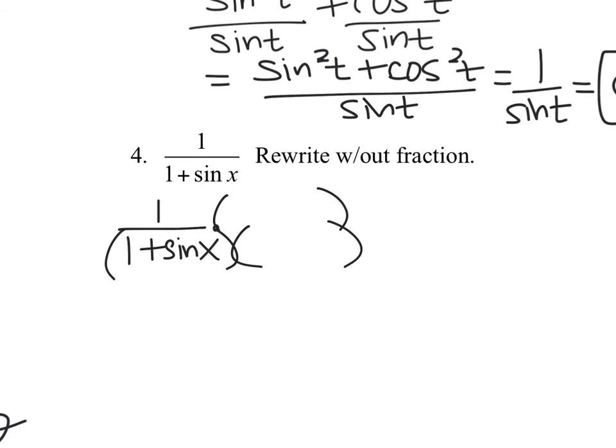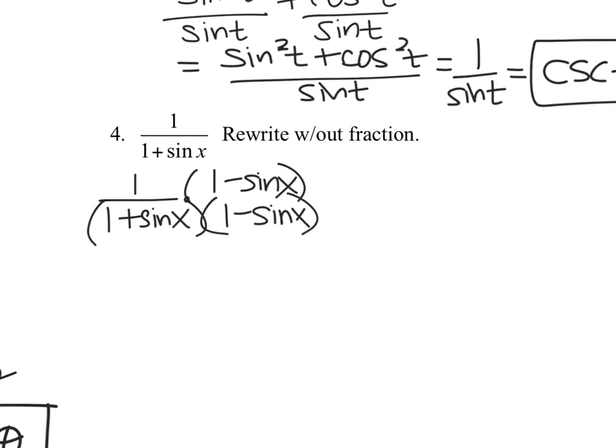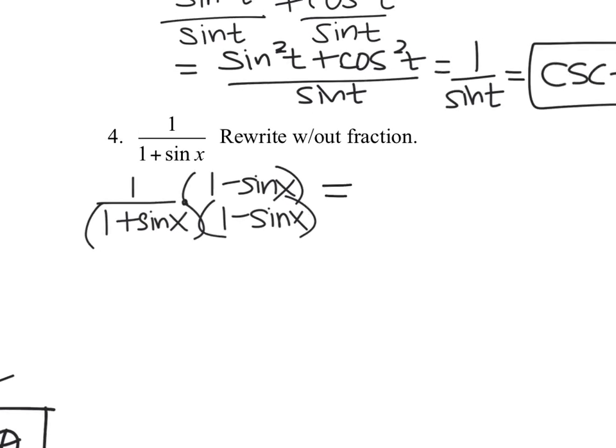Do you remember conjugates? Conjugates, basically, they're binomials. They differ by 1 sign in the middle. So we want to multiply by 1 minus sine x. You're like, why would we want to do that? Well, I'll show you why. It's coming. All right, so we multiply the numerator, and we get 1 minus sine x.